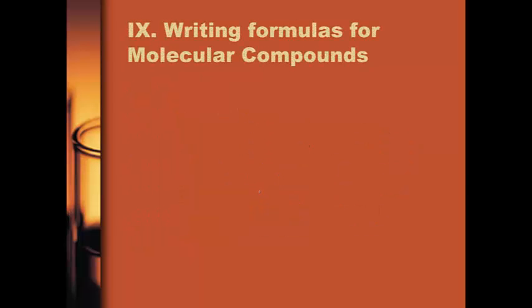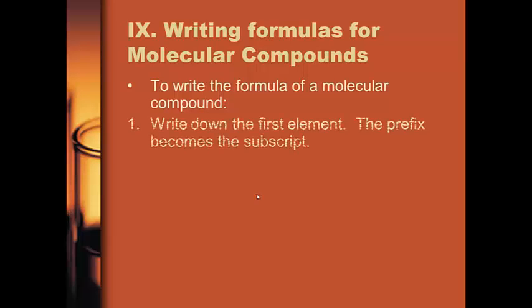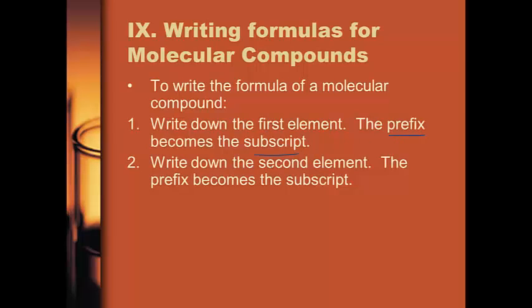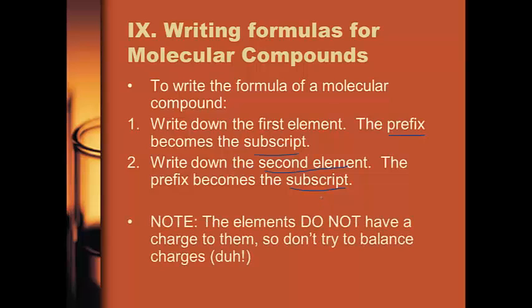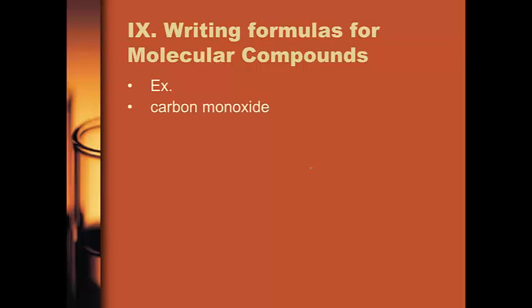Okay. Writing formulas for molecular compounds. Super simple. You have the name, write down the first element. If there's a prefix, that becomes a subscript. Write down the second element, which is the second name. The prefix becomes a subscript. These do not have charges, so don't try and balance any charges. So let's try a couple. Carbon monoxide. C for carbon, no prefix, no subscript. Monoxide. Oxide is O. Mon means one, so no subscript. So carbon monoxide is just simply that.